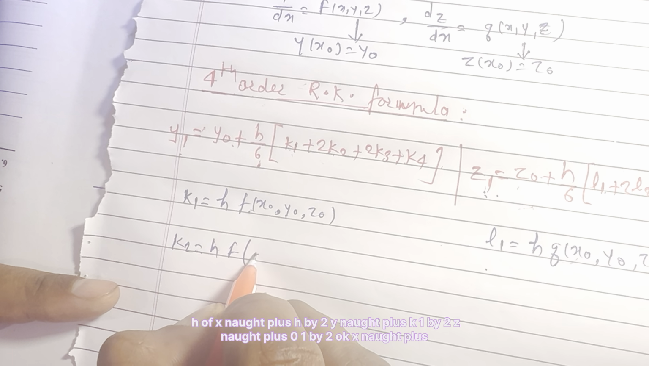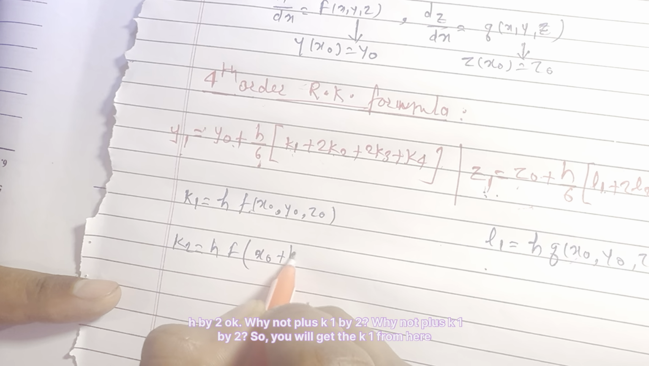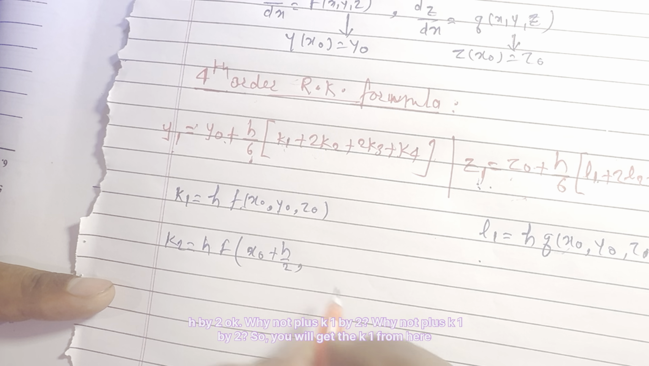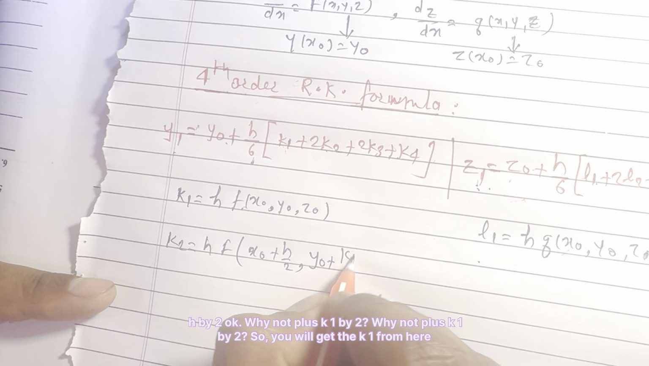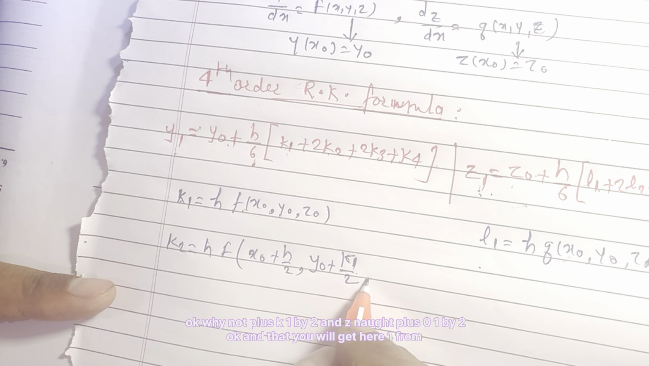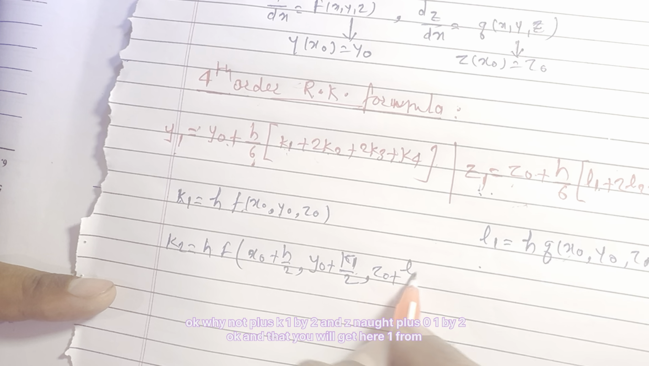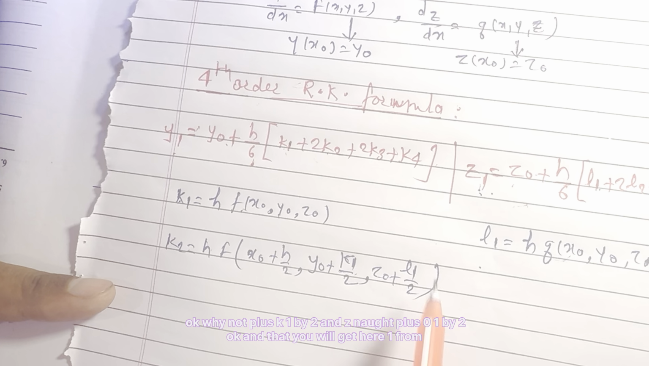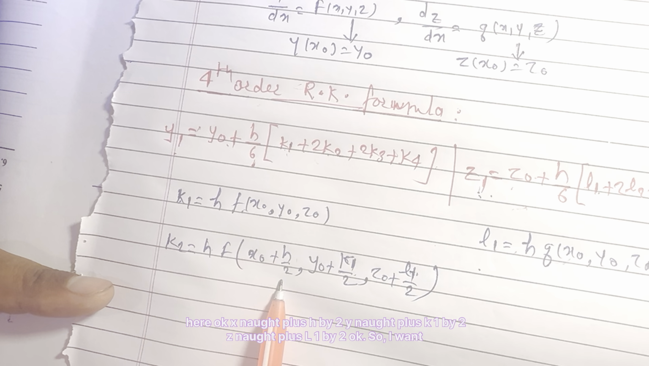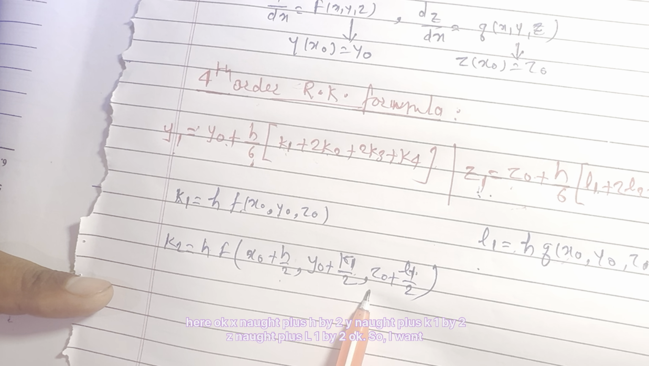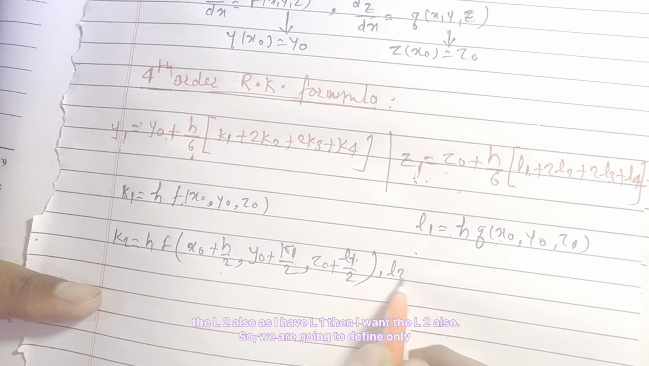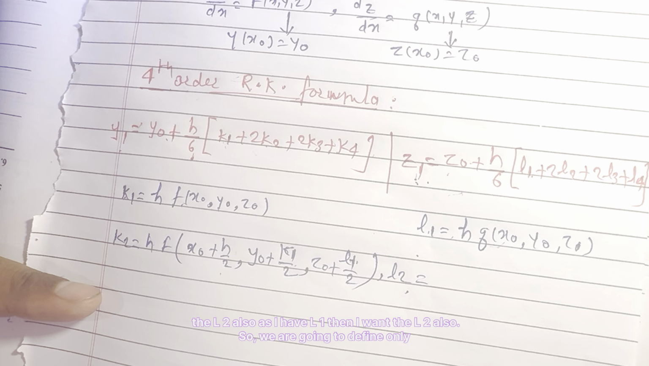Okay, x naught plus h by 2, y naught plus k1 by 2. So you will get the k1 from here. y naught plus k1 by 2, and z naught plus l1 by 2, and that you will get l1 from here. x naught plus h by 2, y naught plus k1 by 2, z naught plus l1 by 2. So I want the L2 also, as I have L1, then I want the L2 also.